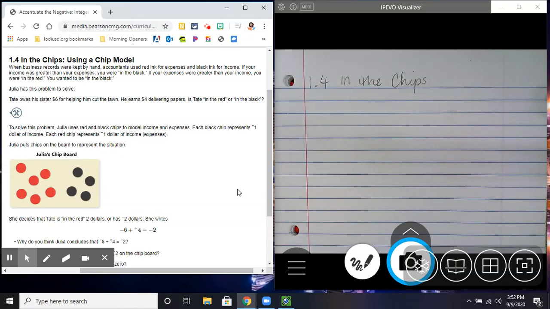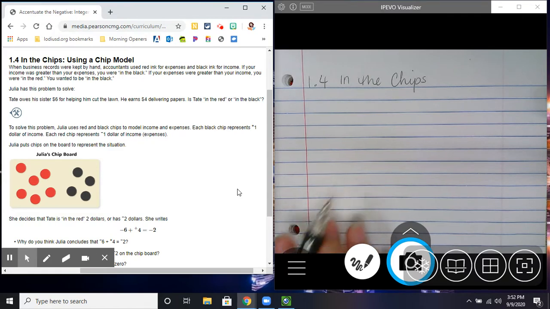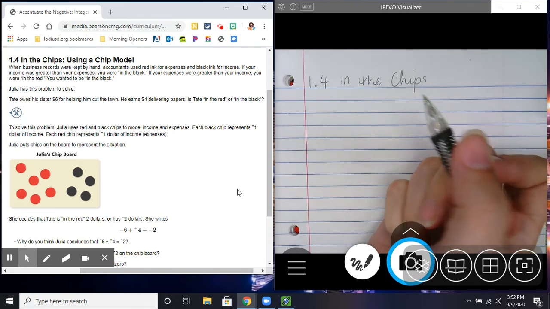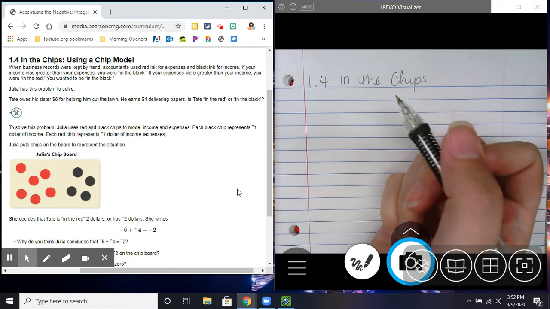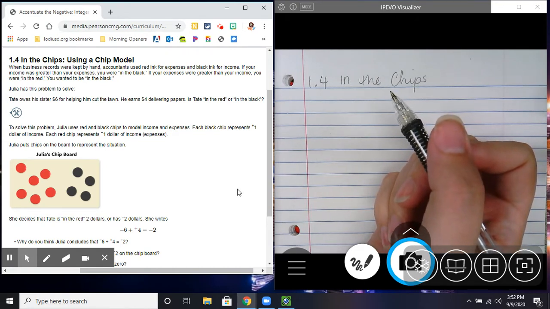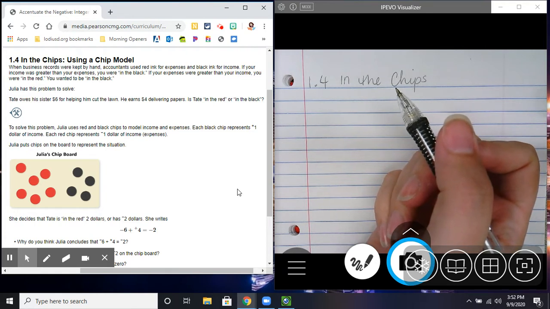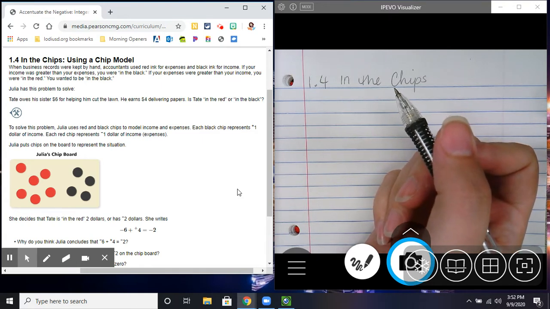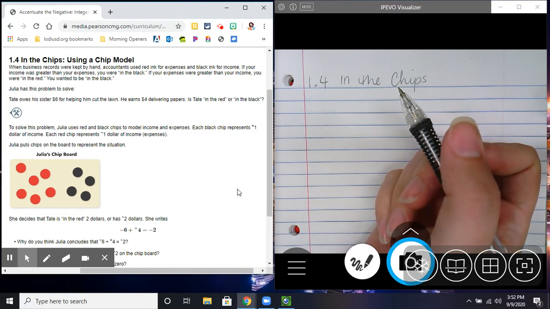We are starting 1.4. The backstory says, when business records were kept by hand, accountants used red ink for expenses and black ink for income. If your income was greater than your expenses, you were "in the black." If your expenses were greater than your income, you were "in the red." You wanted to be in the black.